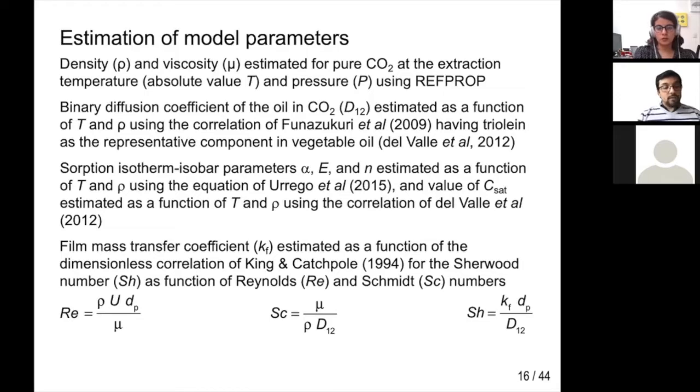The film mass transfer coefficient was estimated using the dimensionless correlation of King and Catchpole for the Sherwood number as a function of Reynolds and Schmidt numbers, here defined.